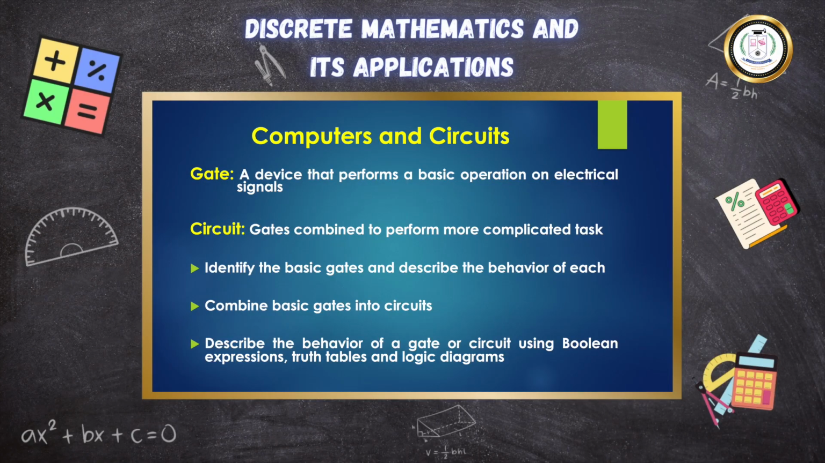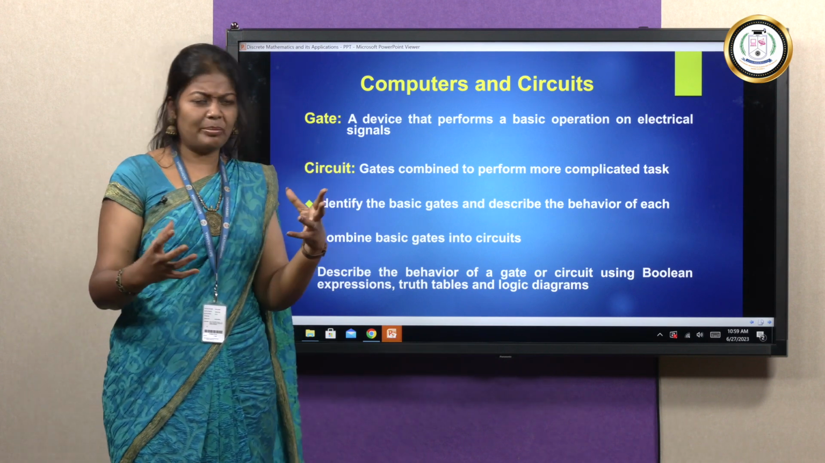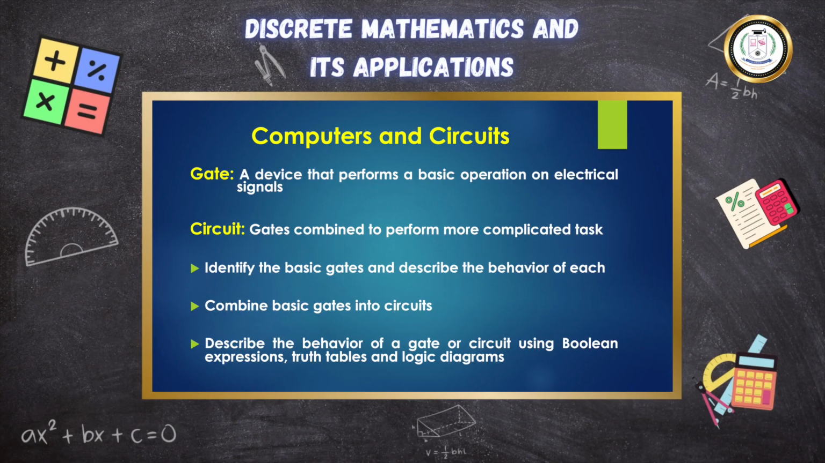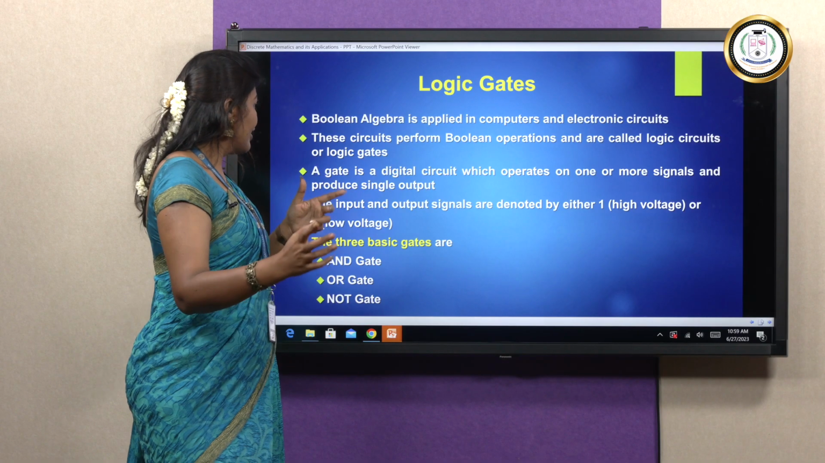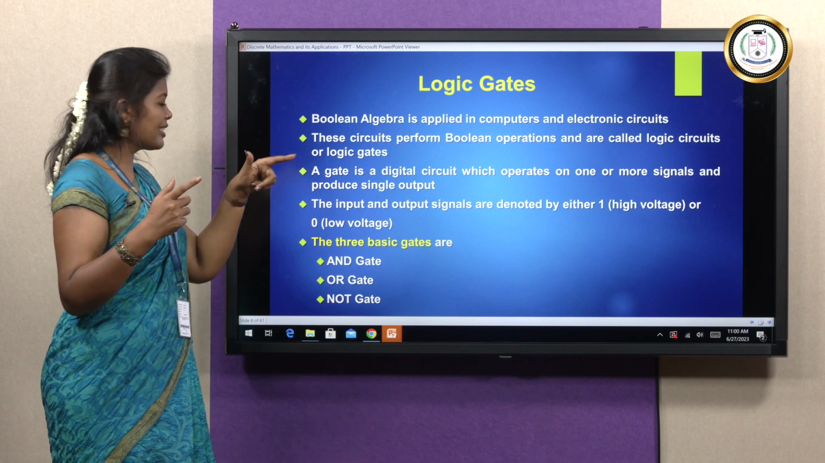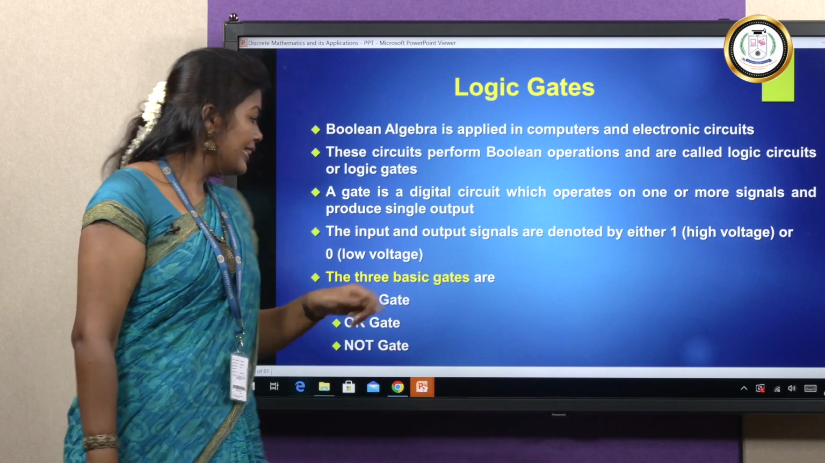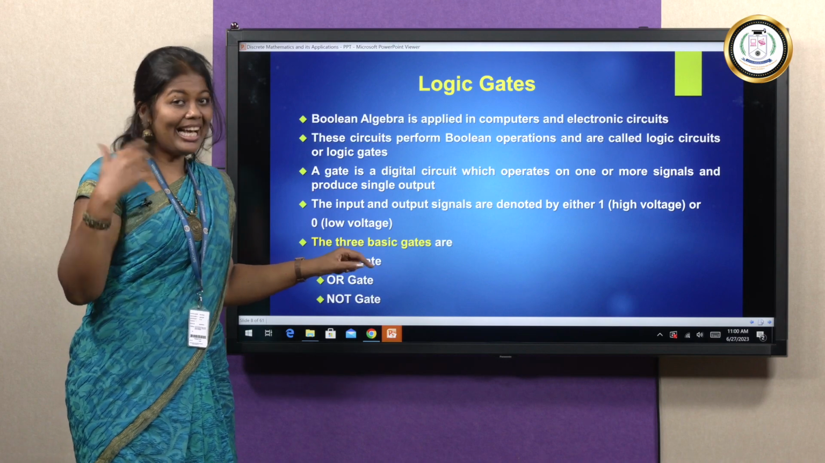Now, let's look at what a gate is and what a circuit is. A gate is basically a device that performs a basic operation on electrical signals or in computers. Gates together can perform complicated tasks, which then becomes a circuit. Boolean algebra is applied in computers and in electronic circuits. These circuits perform Boolean operations and are called logic circuits or logic gates. As we discussed earlier, the three basic logic gates are the AND gate, the OR gate, and the NOT gate. Let's look at each gate separately and its applications.